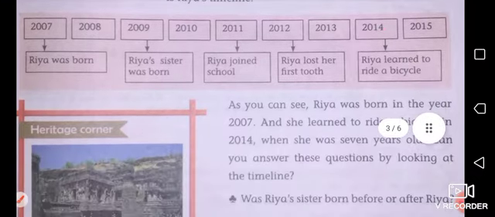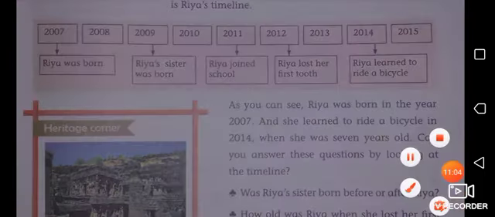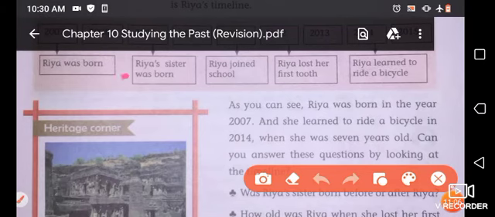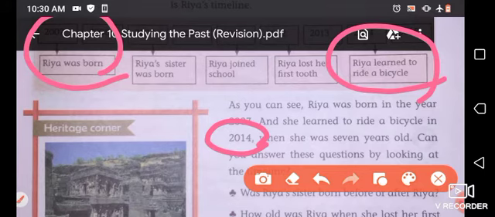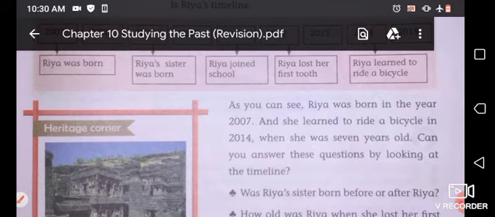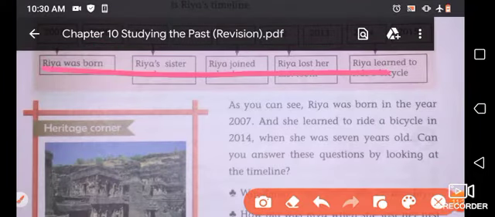As you can see, Riya was born in 2007, and she learned to ride a bicycle in 2014, when she was 7 years old.